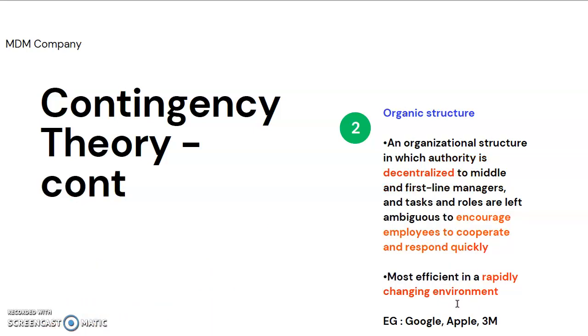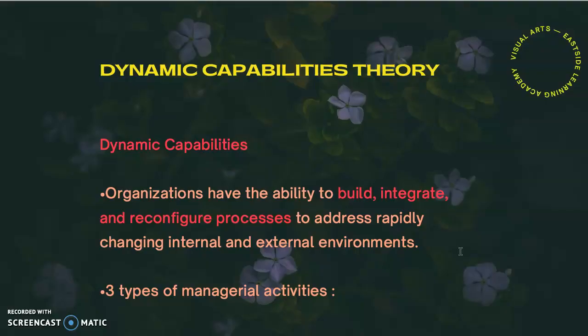And if the environment is rapidly changing, like at Apple or Google, they need to implement the organic structure, where the authority is decentralized to middle and first-line managers. So it encourages employees to cooperate and respond quickly. Okay. Next, we go to the dynamic capabilities theory. It was developed by David Teece. They are talking about dynamic capabilities, where the organization has the ability to build, integrate, and reconfigure processes to address a rapidly changing internal and external environment.